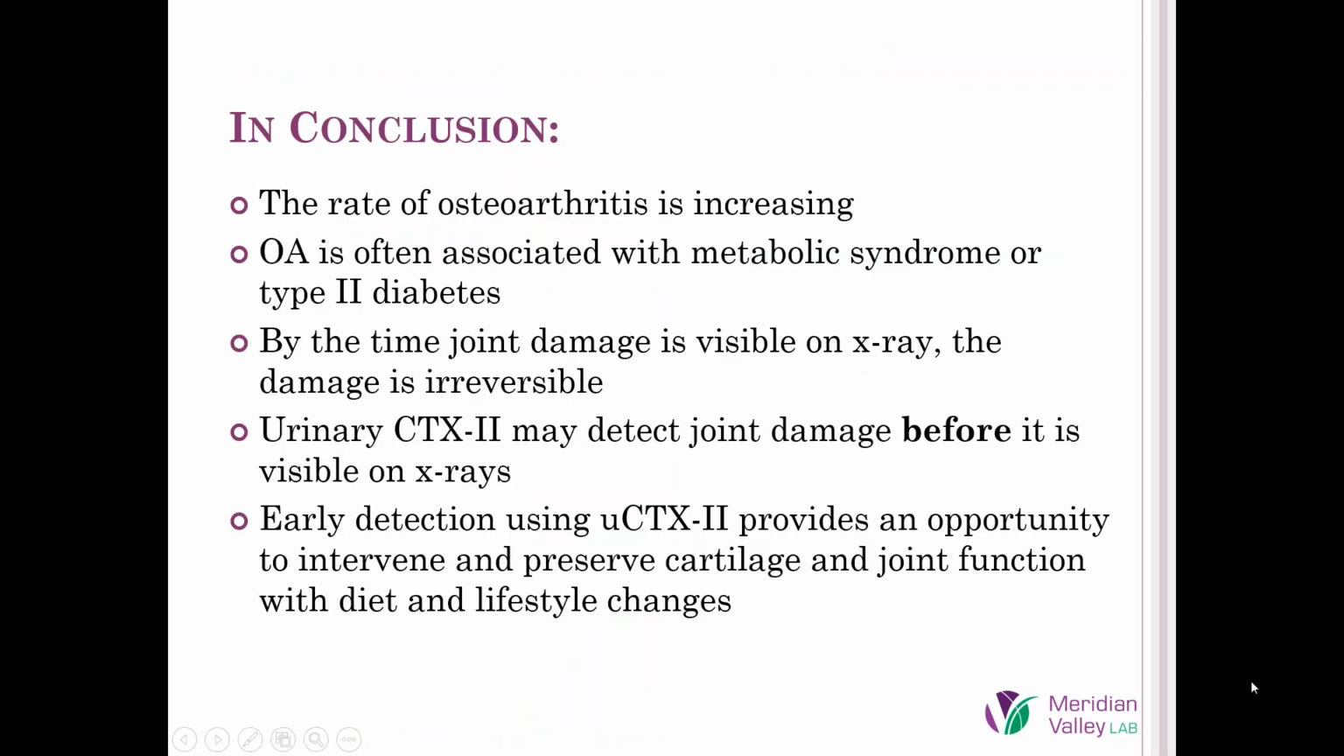So in conclusion, the rate of osteoarthritis is increasing in the U.S. population, and we want to get ahead of that curve. Osteoarthritis is associated with metabolic syndrome or type 2 diabetes in about 60% of patients. By the time you can see that joint damage on an X-ray, it's too late. And urinary CTX-II can help us find that joint damage before it's visible on the X-ray while we can still do something about it. Using early detection and CTX-II, we have an opportunity to intervene at an early stage and preserve cartilage and joint function for our patients using diet, nutrition, and lifestyle.